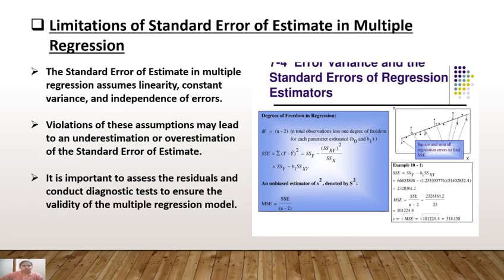Limitations of standard error of estimate in multiple regression. The standard error of estimate in multiple regression assumes linearity, constant variance, and independence of errors. Violation of these assumptions may lead to underestimation or overestimation of the standard error of estimate. It is important to assess the residuals and conduct diagnostic tests to ensure the validity of multiple regression models.